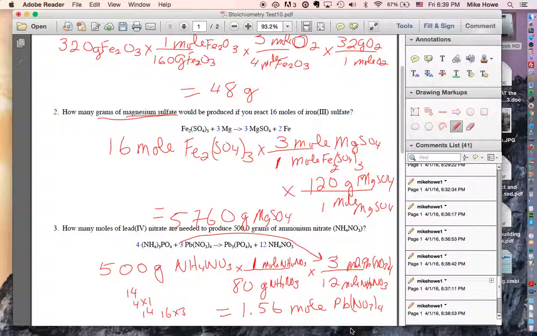All right, once again, did I need to change the moles to begin with? Yes, because I was given grams. Did I need to use the mole ratio? Always. Did I need then to change to grams again? No, because the question only asked for how many moles, didn't ask for how many grams.